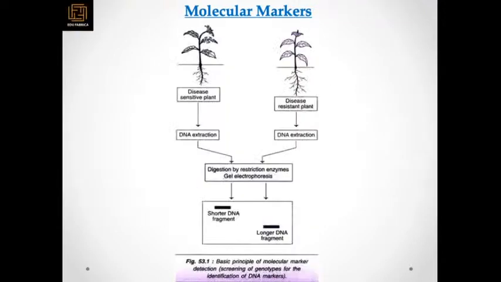Sorry for the mistake. So here you can see one is a disease sensitive plant, one is a disease resistant plant, left and right. So this is the one which is more probable to get the disease. Then we extract the DNA from both, then particularly with the restriction enzyme, we restrict them, and then we have a shorter DNA and a longer DNA like this. So that's the basic principle of the molecular markers that you will be studying.